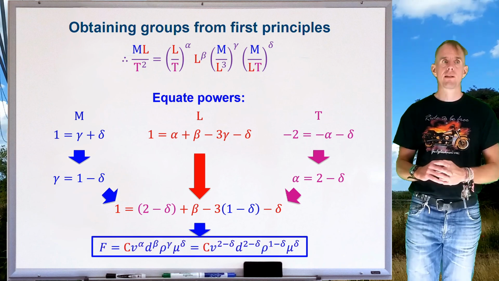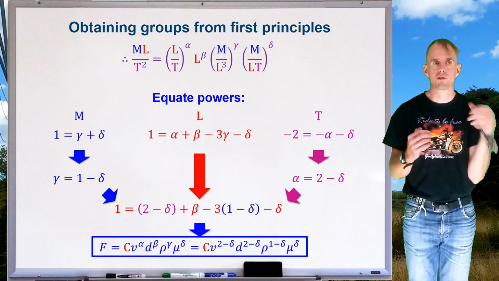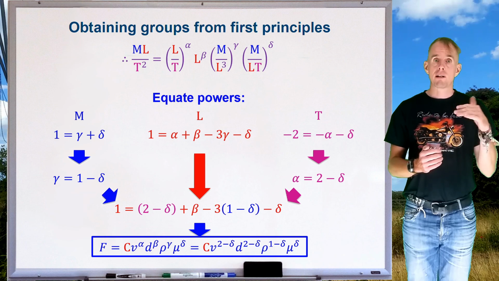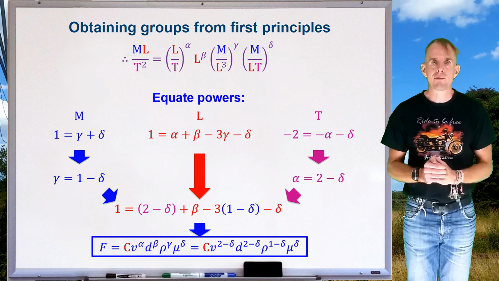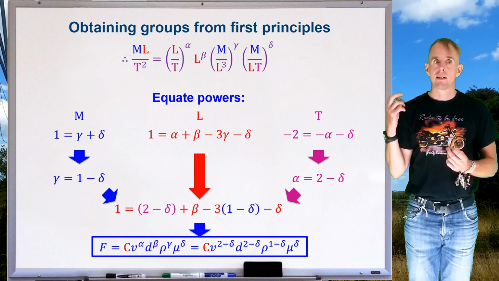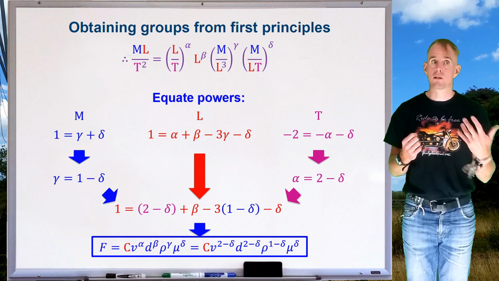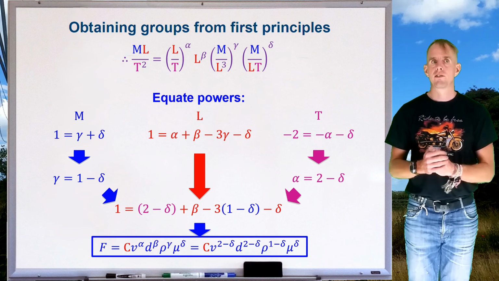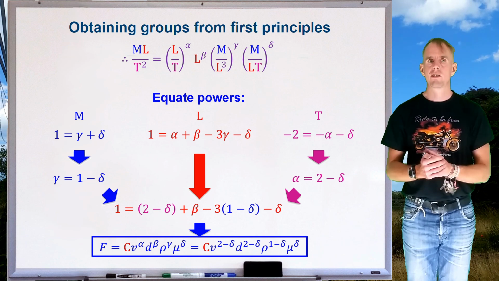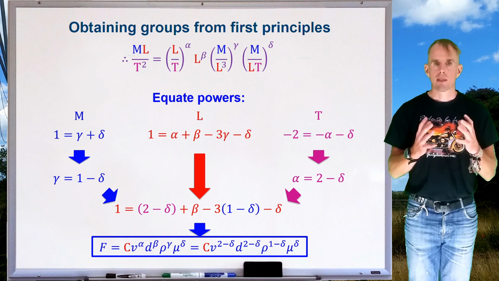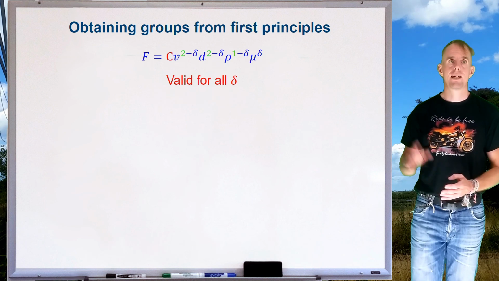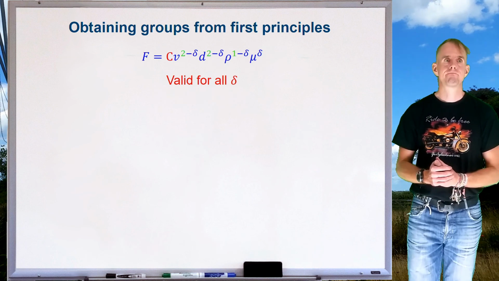So we started with saying F is a numerical constant C multiplied by a product of all the rest of the parameters raised to their individual indices. We have found we can relate all these indices now to the index delta, leaving us F equals C, our constant, v to the 2 minus delta, d to the 2 minus delta, rho to the 1 minus delta, and mu to the delta. That's step 2 complete. So here we have step 2.